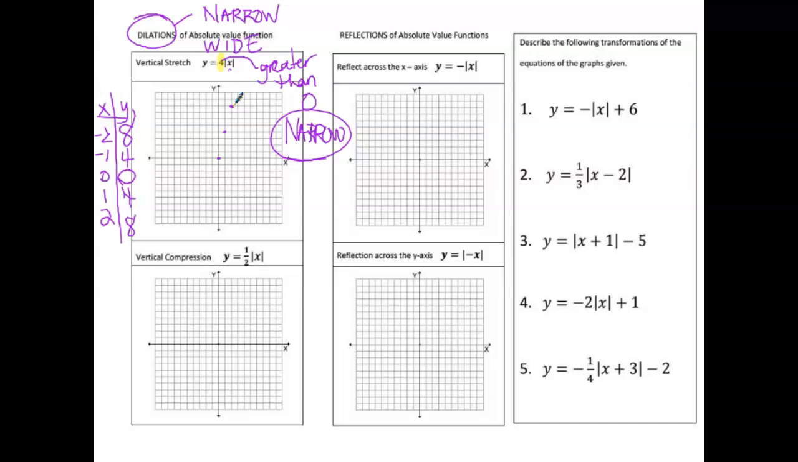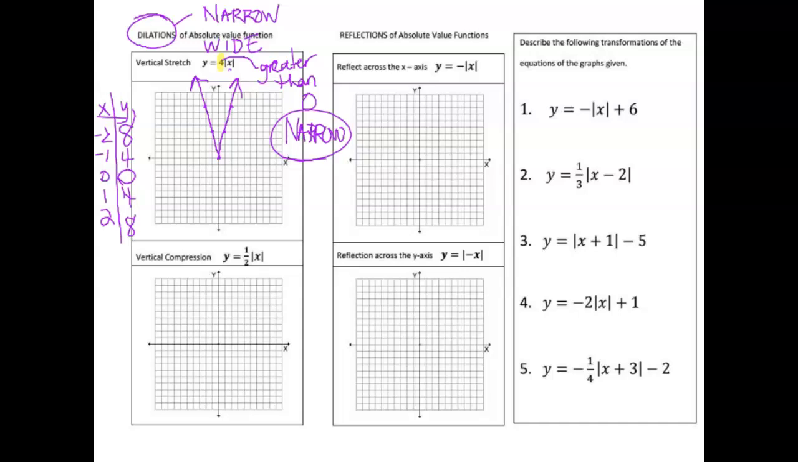On the left. Left 1, up 4. Left 1, up 4. I'll repeat. Go left 1, up 4. Left 1, up 4. So you're at negative 1, 4, and negative 2, 8. And if you look, this V is now narrower than the original on the front. So if that number multiplied is greater than 0, it is narrow.